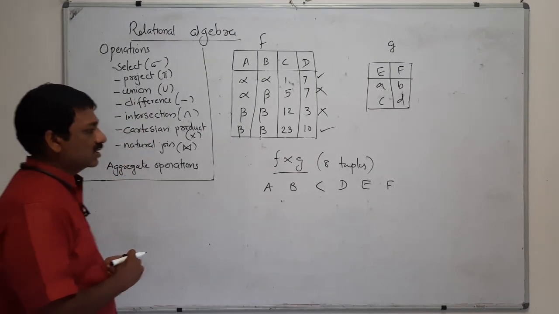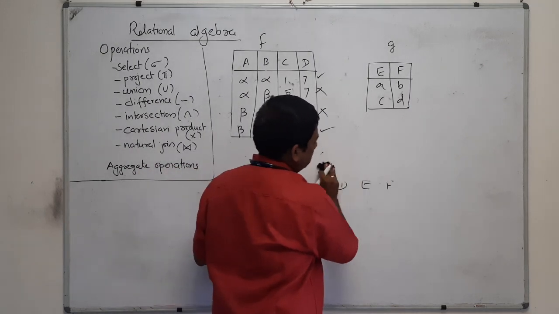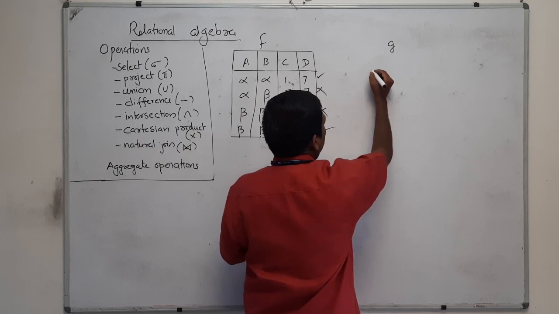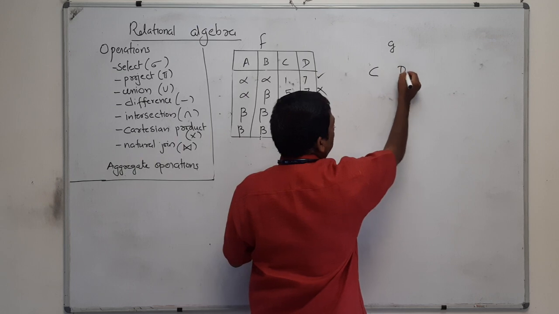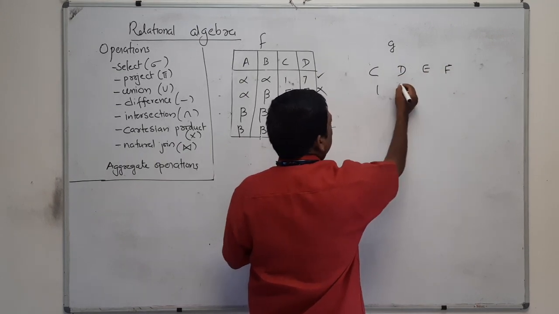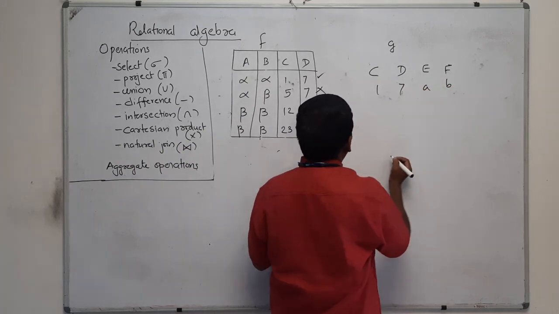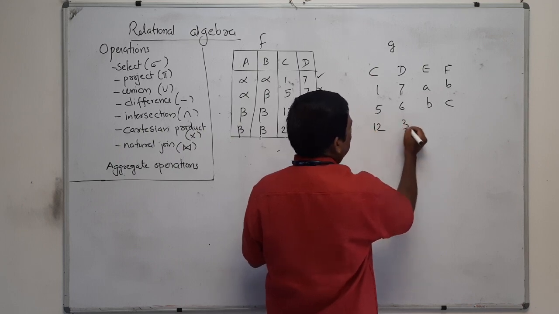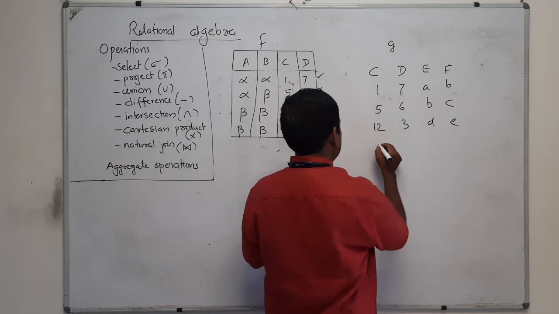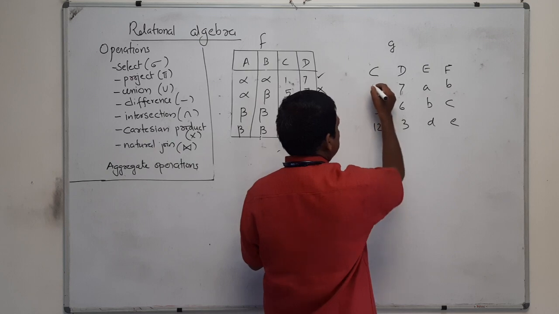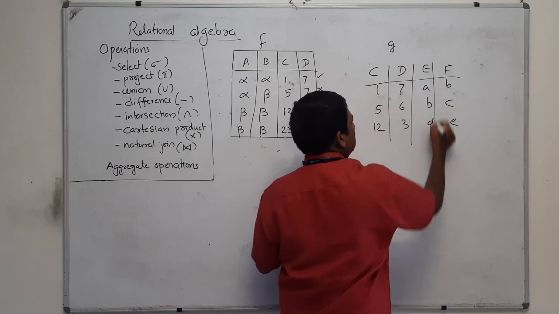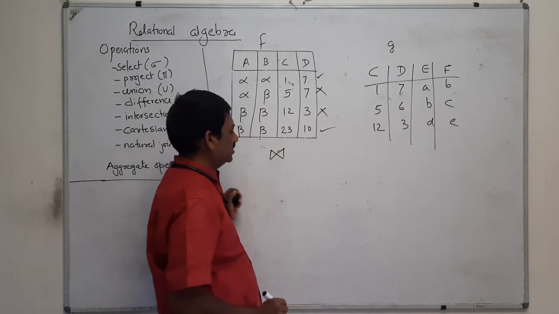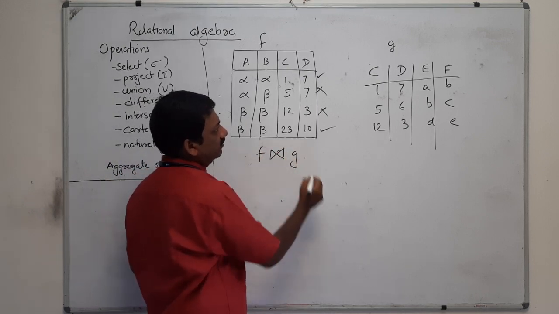And next we are going to discuss what is natural join. Natural join in the sense, suppose that instead of this I am having, say, C, D, E, F, 1 7, A B, 5 6, B C, 12 3, D E, and suppose that this is A B C D E F. Now we are going to define the natural join operation, that is denoted by this symbol, F natural join G. This F and G.